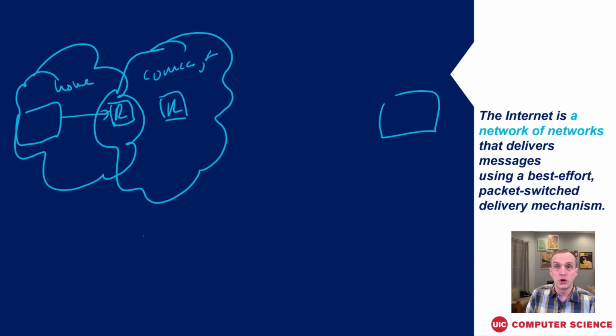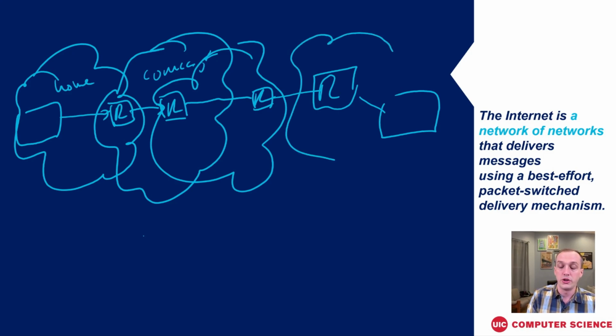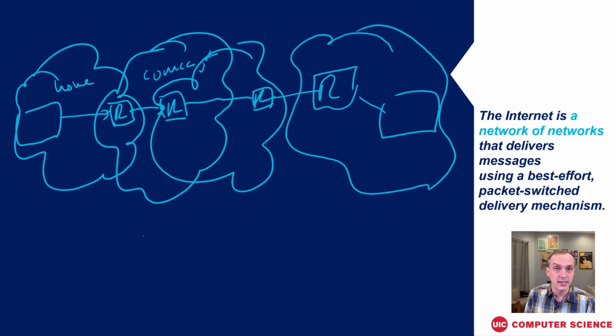My router decides who I am supposed to send this message to get it closer to its destination, and it sends it. And that router is going to be connected to another router in another network. And that router is going to be connected to another router, et cetera, et cetera. And then eventually it's going to get to another network where you are, and it's going to send that message. So we're going hop by hop by hop by hop to get from one point to another.